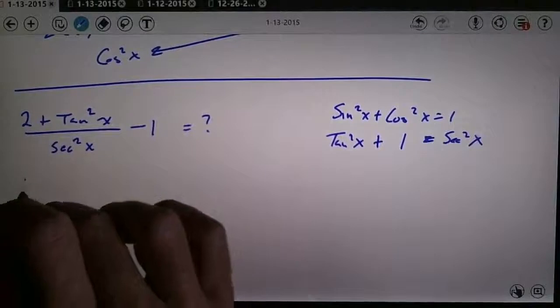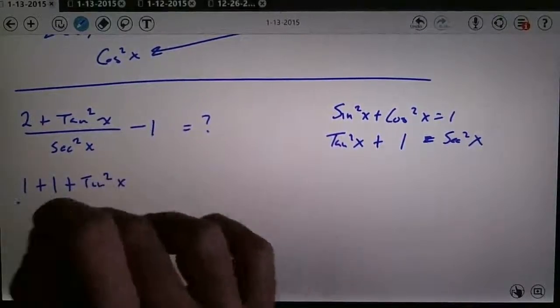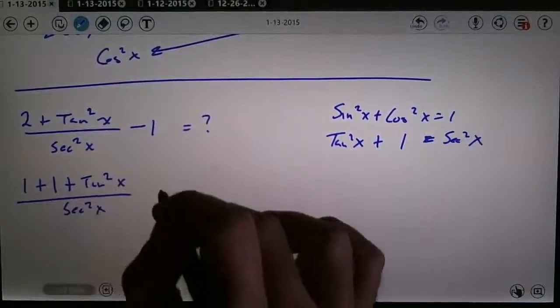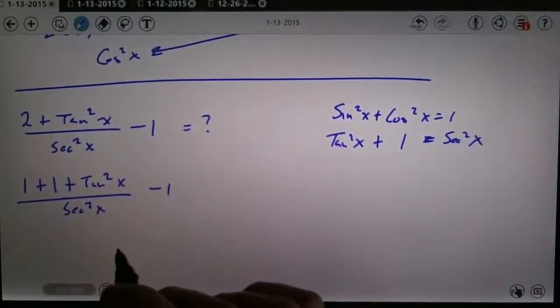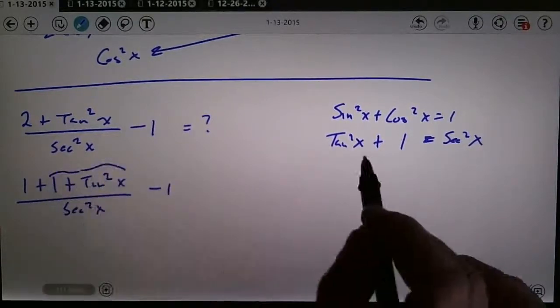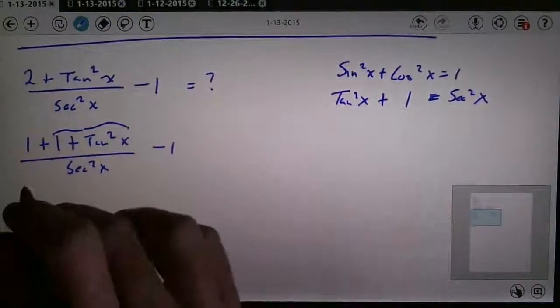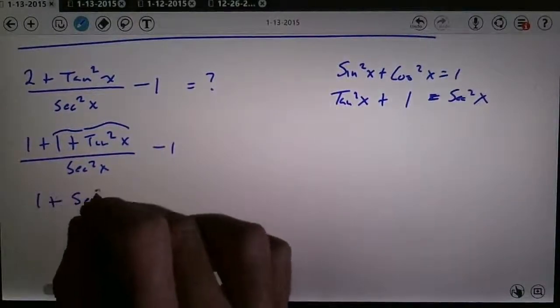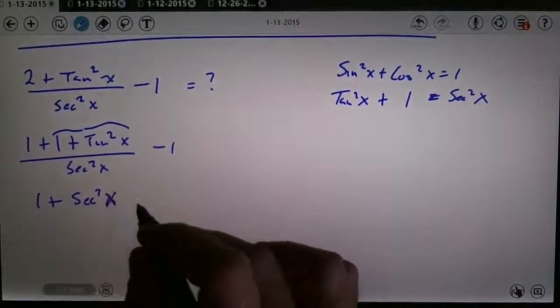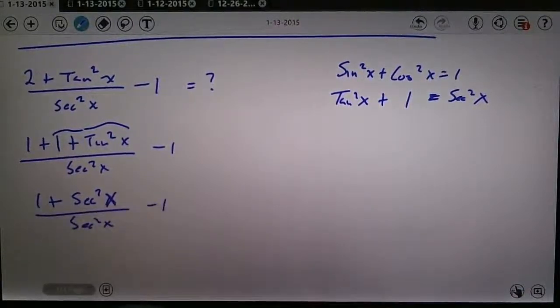I can write this as 1 plus the tangent squared x over the secant squared x minus 1. And so the 1 plus the tangent squared x, now it looks just like that, and I can replace it with the secant squared x. So I've got 1 plus the secant squared x all divided by the secant squared x minus 1.